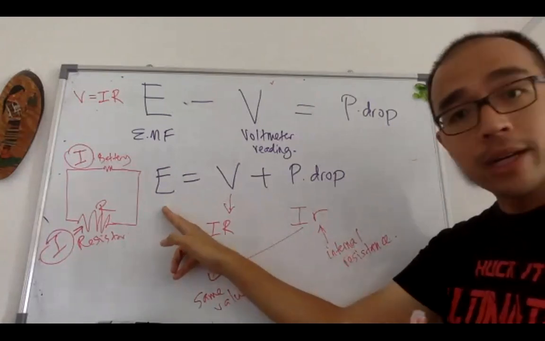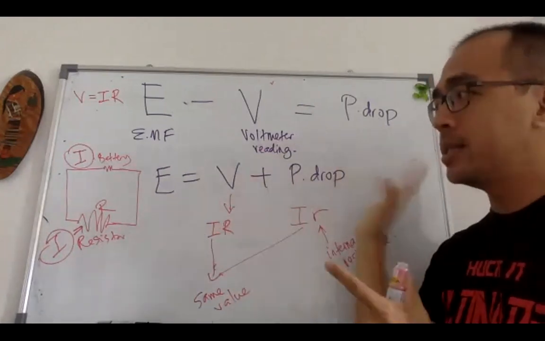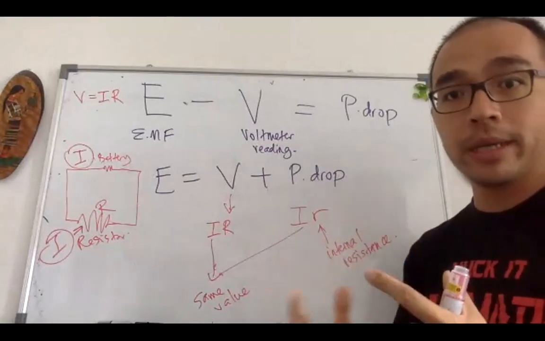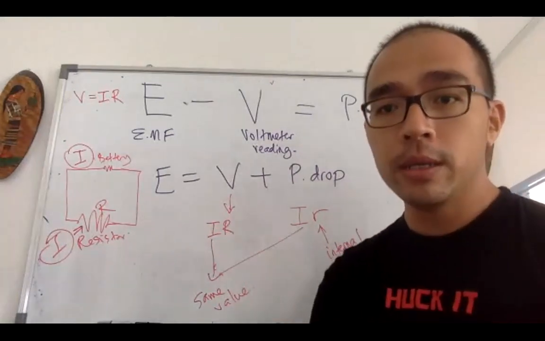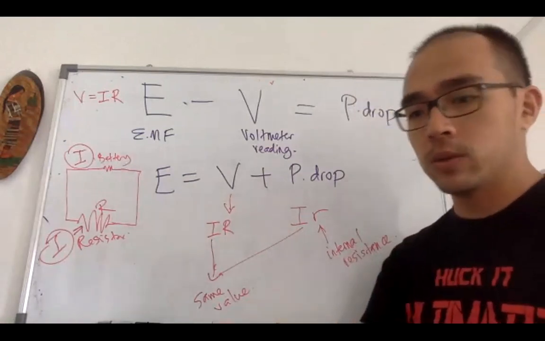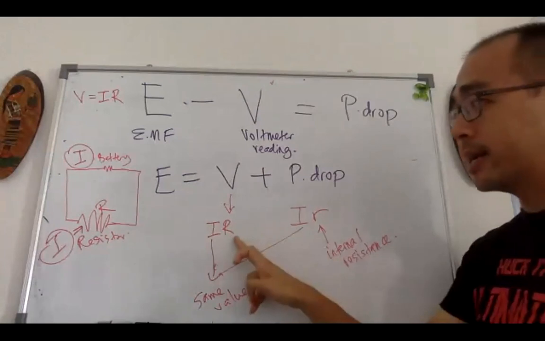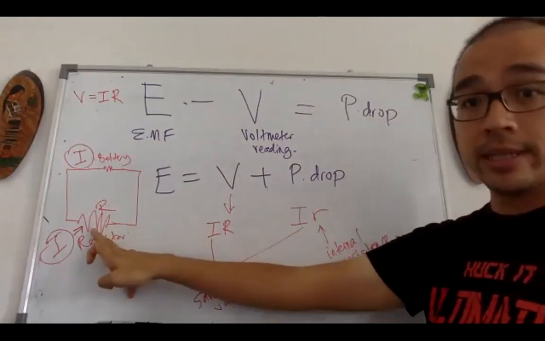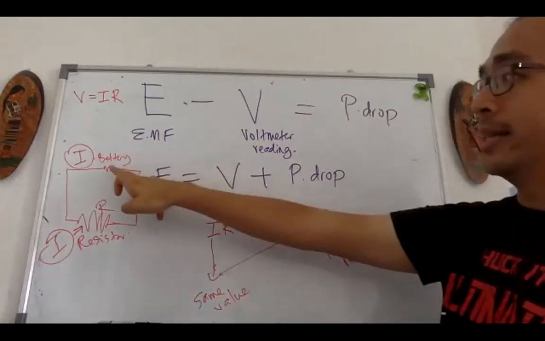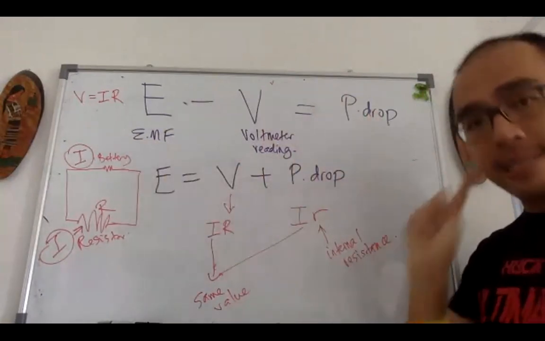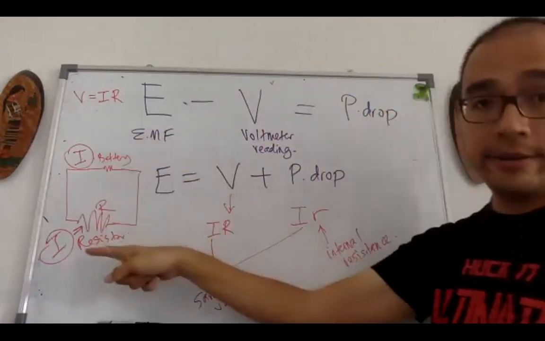When we do the calculation questions, I hope that it will make a little bit more sense. This is the explanation. I hope I answered the question to the person that asked me. Apa beza IR besar dan IR kecil? IR besar is the resistor punya resistance. IR kecil is the internal resistance of the battery. But the I is the same because both are in series.